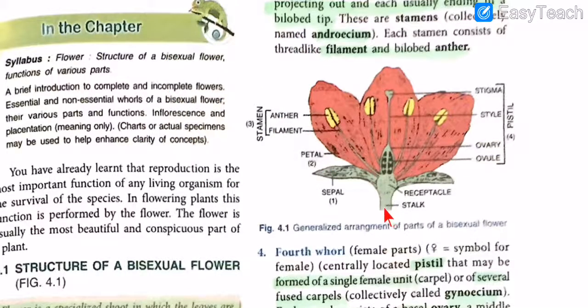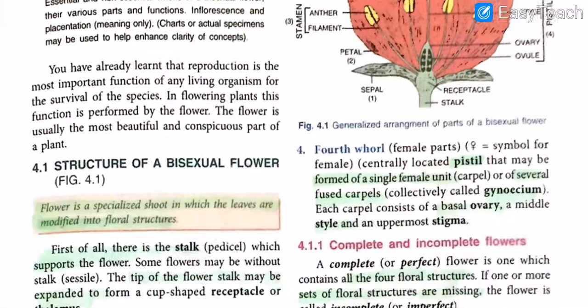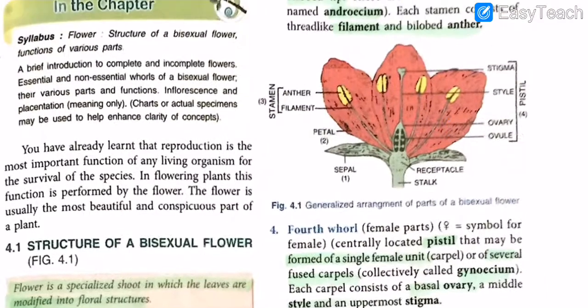It's right here. Okay. Now some flowers, they may not have a pedestal. So what are those flowers called? They have a specialized name for them called the sessile flowers. What is it? SESSILE. Alright. Then the tip of a flower stalk may be expanded to form a cup-shaped receptacle or thalamus.